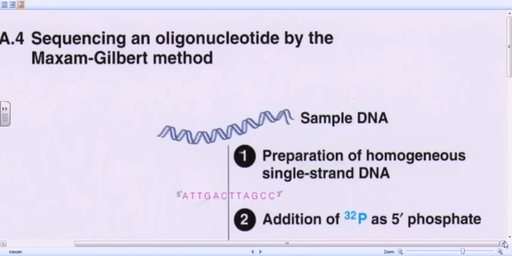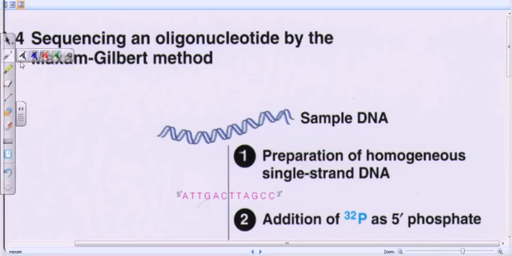Welcome back, guys. In this video tutorial we'll be talking about the sequencing method called the Maxam-Gilbert method. I'm using an image which is a beautiful illustration of how the Maxam-Gilbert process works, and I am taking this from the biochemistry book, and I'll put the link below for the understanding. So let's talk about the Maxam-Gilbert method of DNA sequencing.